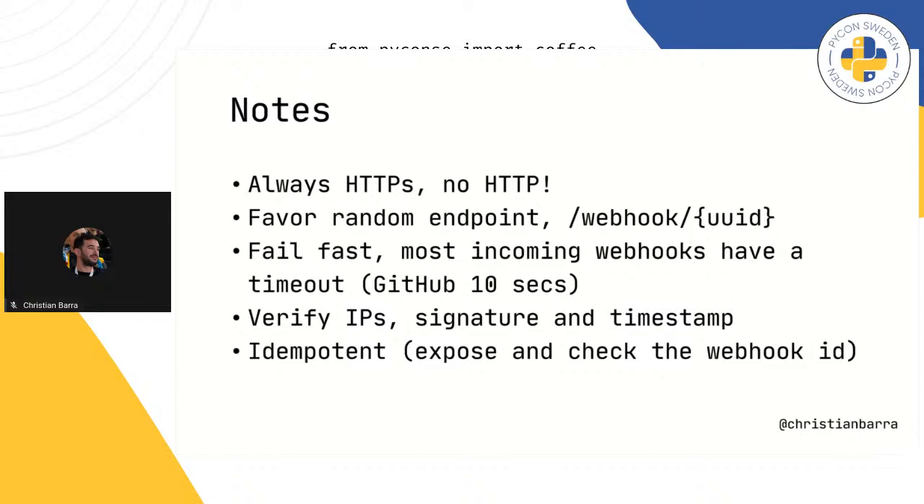The other thing is, when it's possible, try to verify IP addresses. Always verify the signature. That's pretty much a standard. And you can use the timestamp to check the age of the webhook. This is important because there might be cases in which someone is performing a replay attack. So they somehow got the payload, and now they are just repeating the HTTP request with the payload, and the webhook will succeed because the signature is still valid.